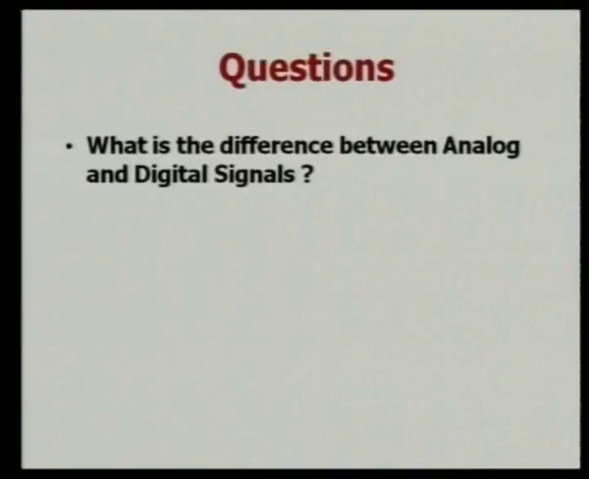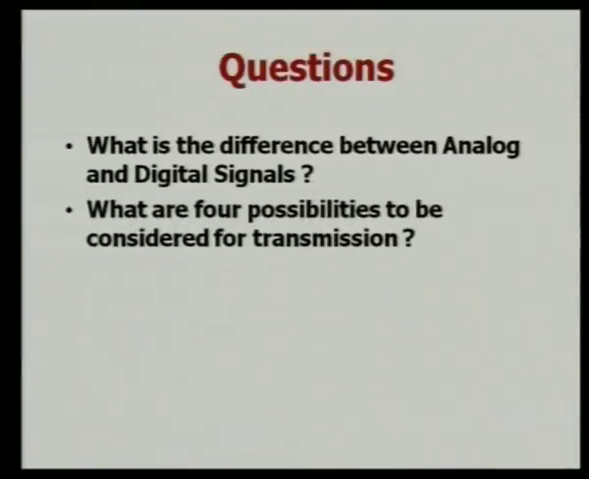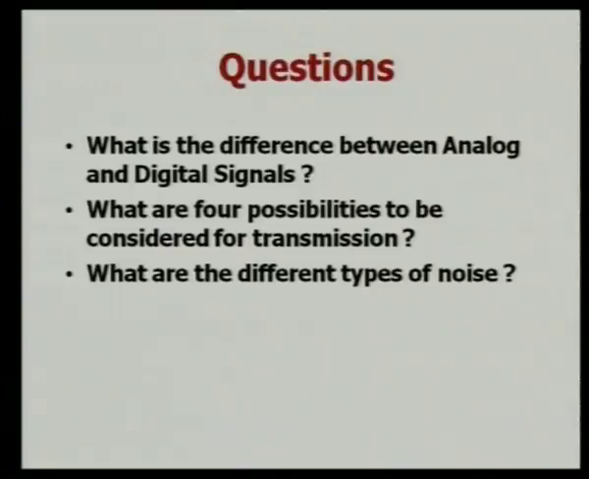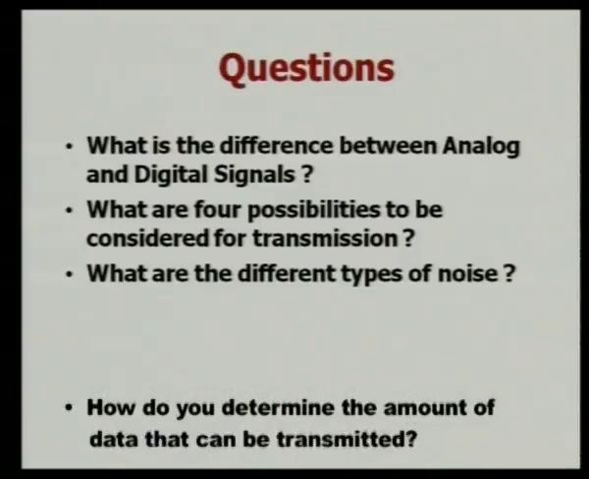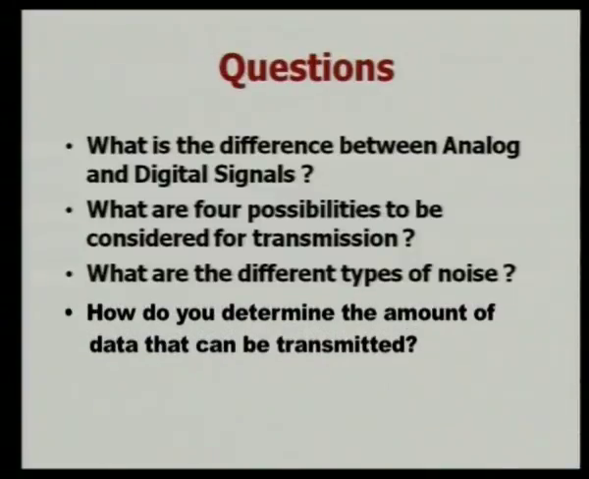Now you should also be ready to answer a few questions. One of the things that you need to understand is what is the difference between analog and digital signals. This is a question that you should be able to very easily answer. The second question is what are the 4 possibilities that need to be considered for transmission. The third question is what are the different types of noise. We saw that there are different types of noise, you must be able to at least identify the different types of noise that exist. And how do you determine the amount of data that can be transmitted? These are 4 simple questions which cover the various topics that we have looked at today. So with this, I think you should be in a position to understand the basics of the physical layer.